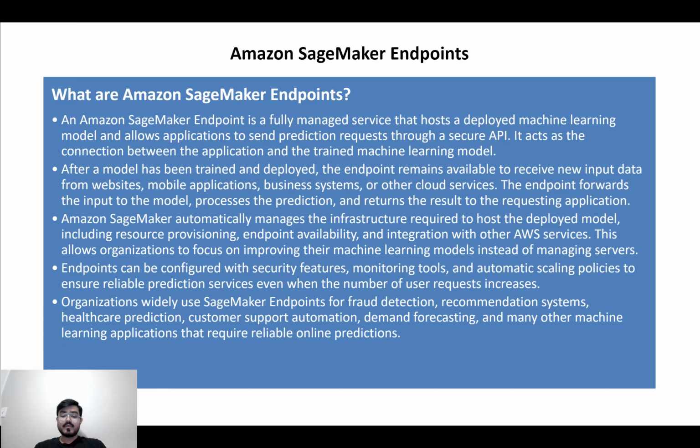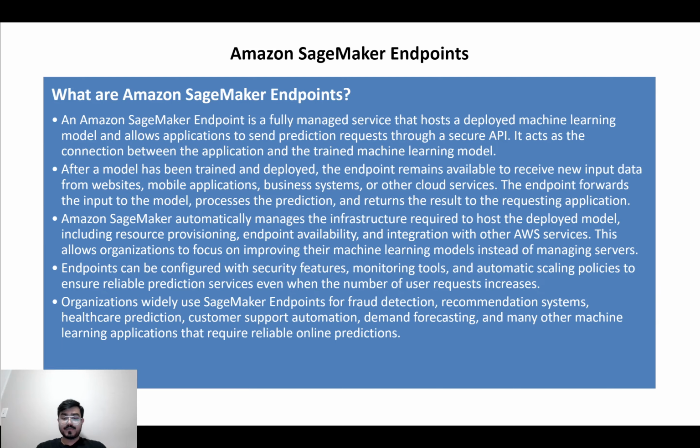One of the biggest advantages of the SageMaker endpoint is that AWS manages most of the infrastructure. Organizations do not have to manually configure servers, maintain networking, and constantly monitor system availability. AWS will automatically help with scaling, security, and maintaining the endpoint.